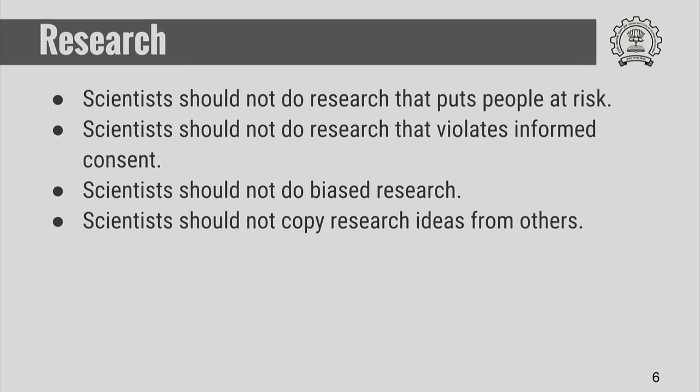When we talk of ethics in research, we also know what we should and shouldn't do. Some things are very simple: we shouldn't do research that puts people at risk, and we'll look at one example of this. We shouldn't do research that violates informed consent. We should not do research that is biased. We shouldn't tailor our research so as to benefit one group or one company or one industry. And we obviously should not copy research ideas from others.